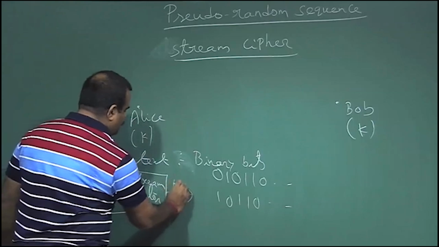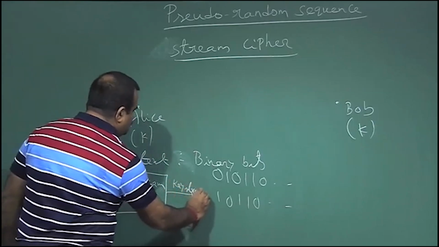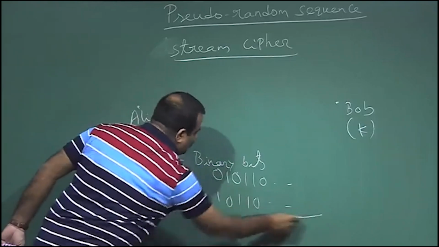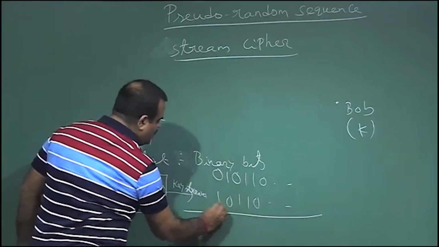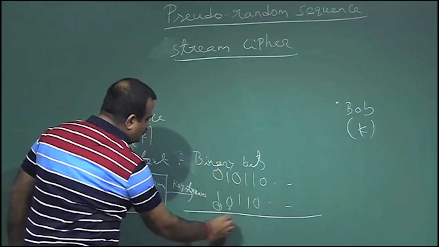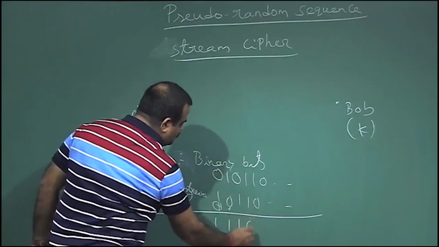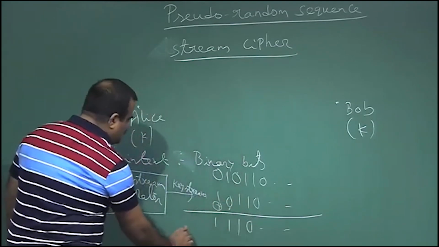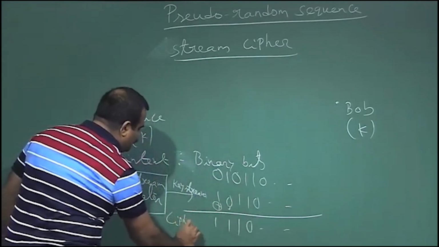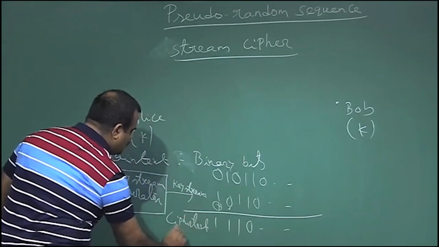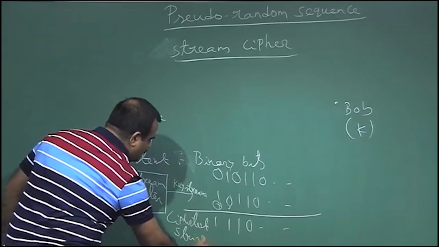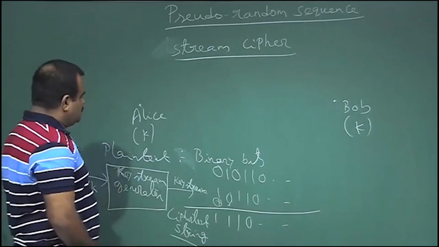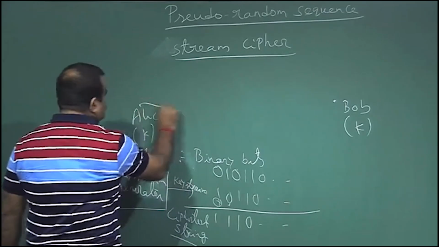So the key stream in 0 1 bits, and then to get the ciphertext, we just do the bitwise XOR. So this is 1, this is 1, this is 1, this is 0, no carry, just the bitwise XOR. Like this, this is the ciphertext string, and Alice will send this ciphertext string to Bob.